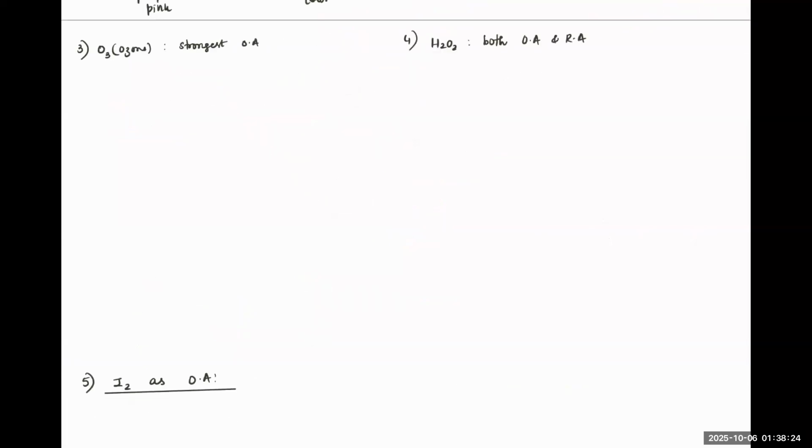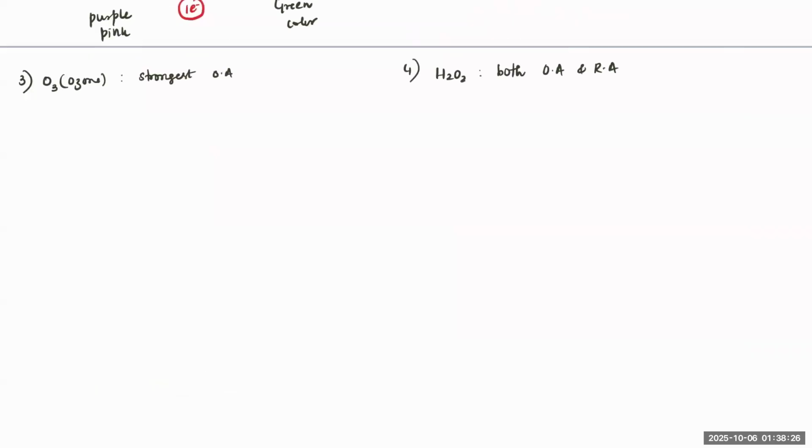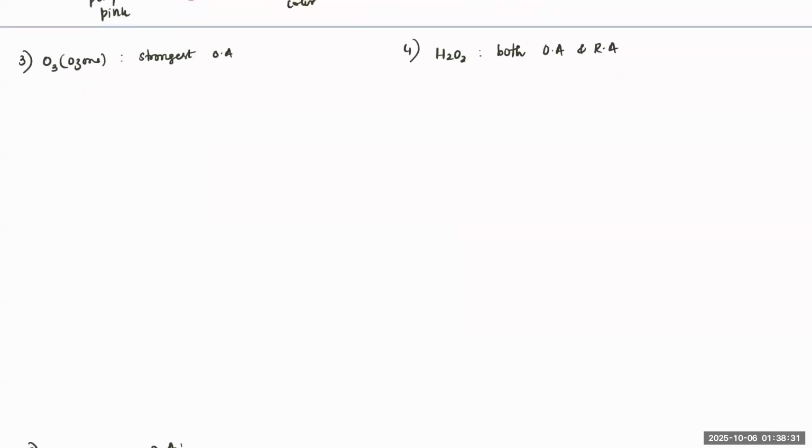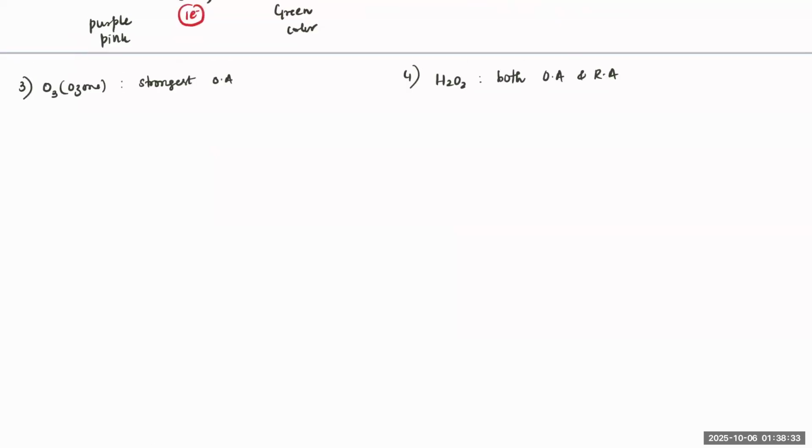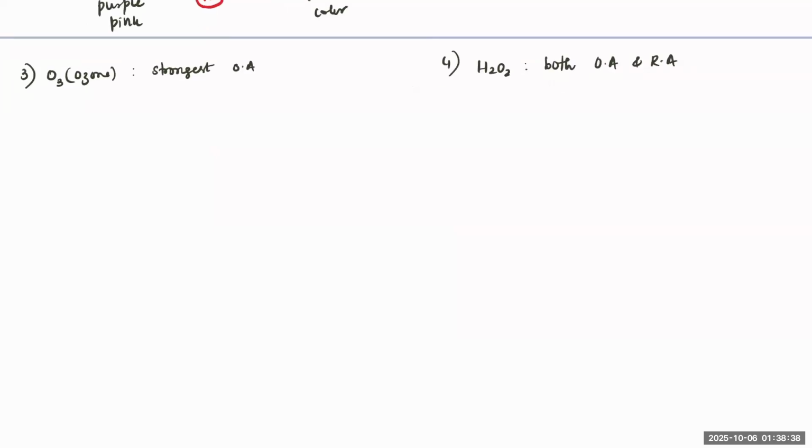Now let's talk about the ozone reactions. Ozone is also one of the strongest oxidizing agents. Ozone is blue in color in solid or liquid phase. And its valency factor, whether it is taken in acidic medium or basic medium, will always be 2.